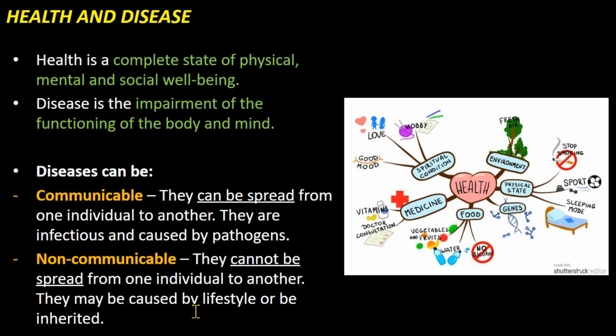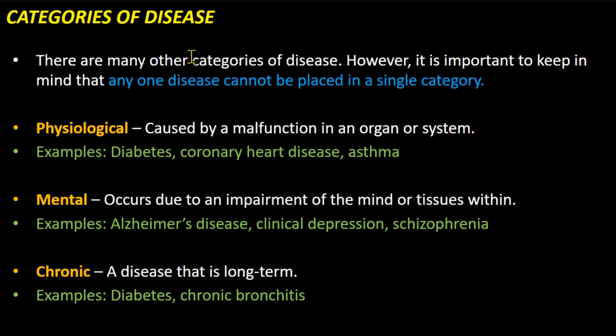Example would be diabetes, which cannot be transmitted from one person to another. It can transmit the risk from a parent to offspring, but it can't actually transmit the disease itself. So there are many other categories of disease. However, it is important to keep in mind that any one disease cannot be placed in a single category.